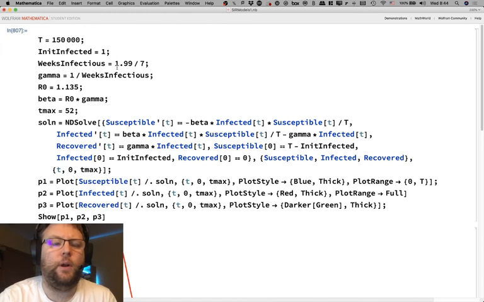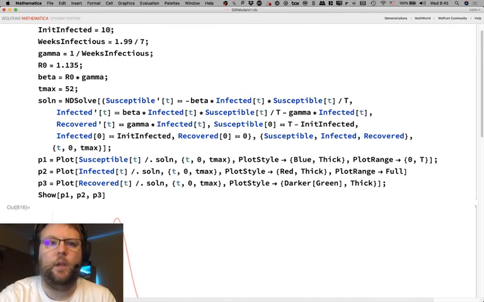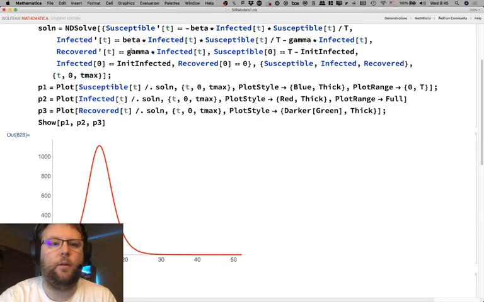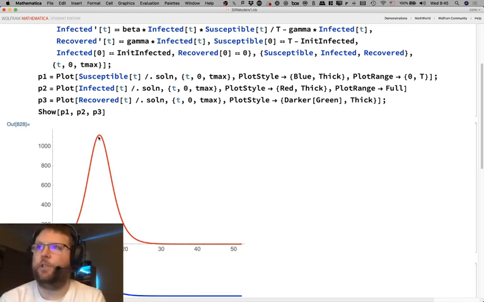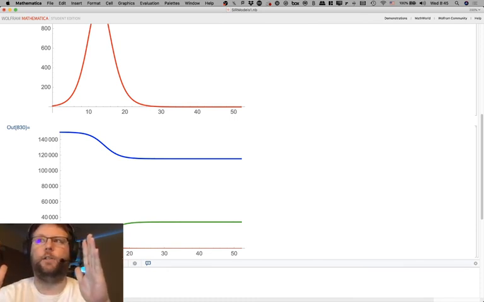Okay, so what I wanted to illustrate first off was what happens if we increase the number of initial infected people. Let me say that instead of one initially infected person, there are 10 initially infected people. So let's rerun the model. One thing I want you to notice is that the peak of the infections is about the same as it was before, in terms of the number of simultaneous infections. All that happened is basically it shifted everything earlier in time.